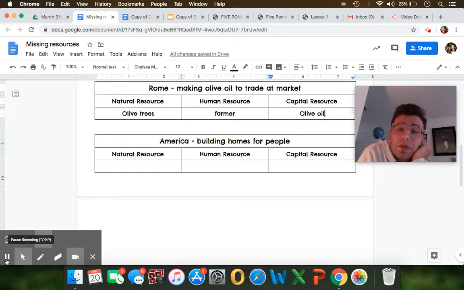Maybe you chose the trader, or maybe whoever makes the olive oil. I don't know what they would be called. And the capital resource, the thing we're making, the good we're making, is olive oil. But there are other capital resources that the farmers would need to pick the olives off the trees, or baskets to carry them, or a place at the market. The market would be the capital resource too, because it's the place where it's happening.